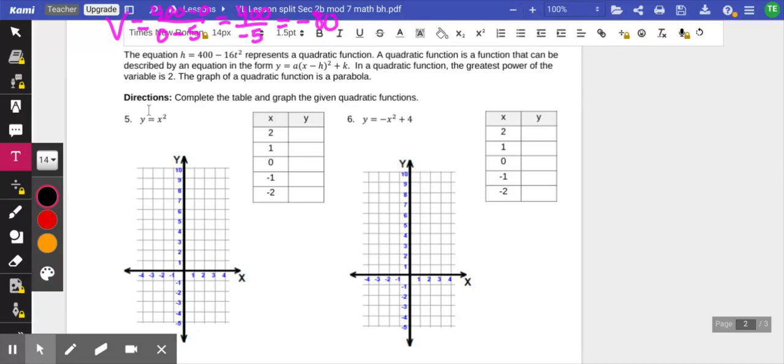So this is our parent function. I like to call it the mother function. We're going to plug it in. This is the most basic quadratic you can have. There's nothing fancy to it. There's just the y and the x squared, and there are no shifts on it. It is our parent function.